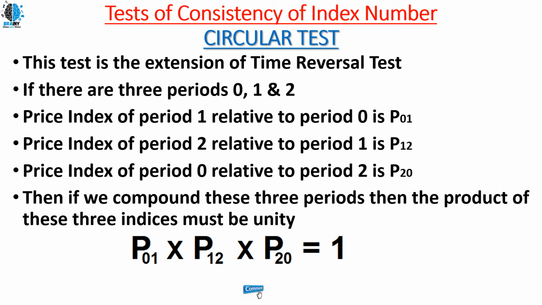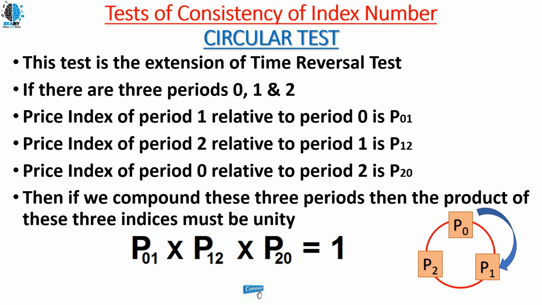So how are we going to have this? If we consider a circle with three indexes P0, P1, P2, how do you have to move here? P0 to 1, this is my first index, P01. Next index number is P12, and the last index number will be P20. If I multiply all these index numbers, I should get 1. Then that particular formula is going to satisfy the circular test.